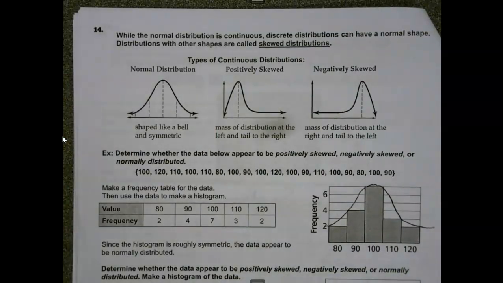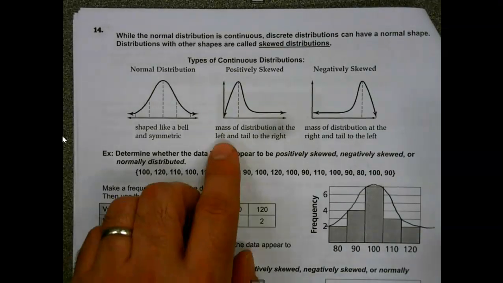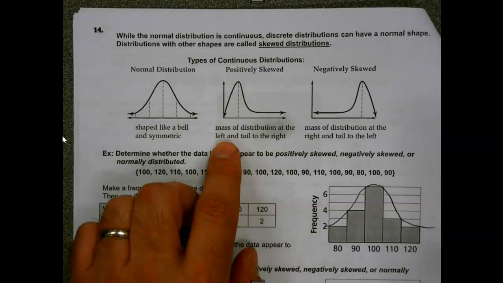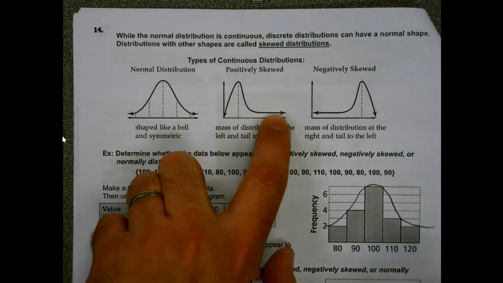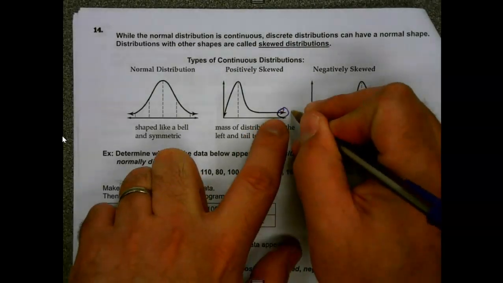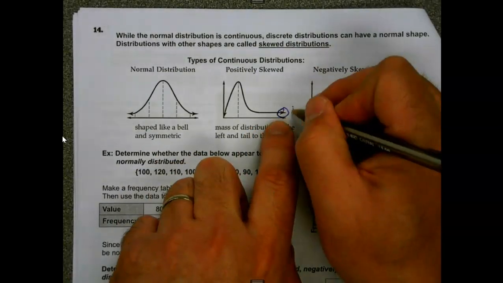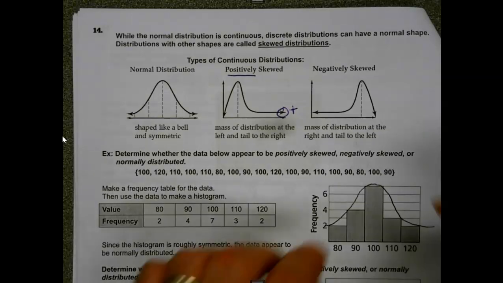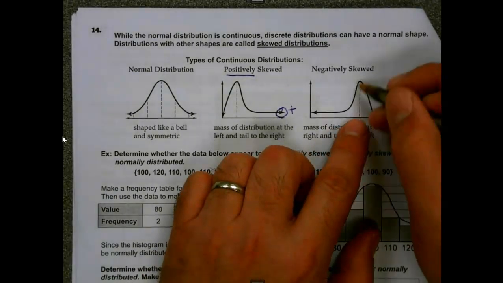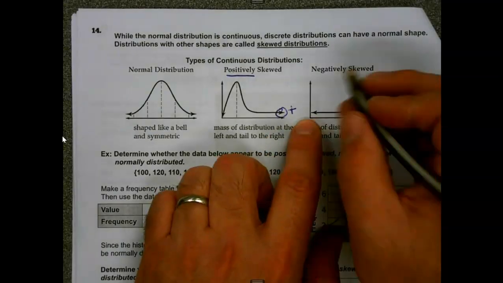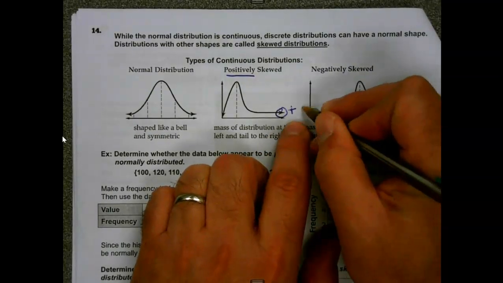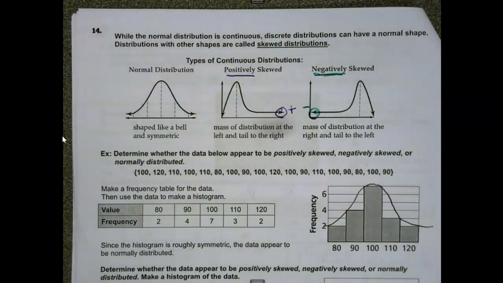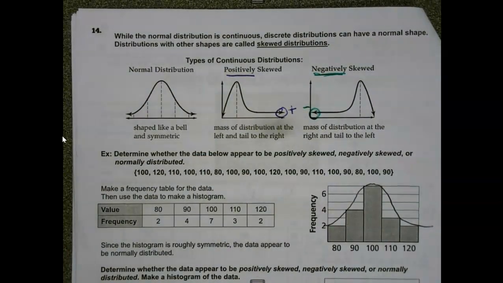If, though, you get a bunch of data on one end or the other, so in this case, if you get a ton of data to the left and your tail is going off to the right, so your really long skinny part is going off to the right, sort of like positive infinity almost, it's going to be positively skewed. If I have all this data that I'm working with and most of my info is on the right-hand side and my little skinny tail is off here to the left, like you're going to negative infinity, it's negatively skewed. That's the easiest way to keep track of this.